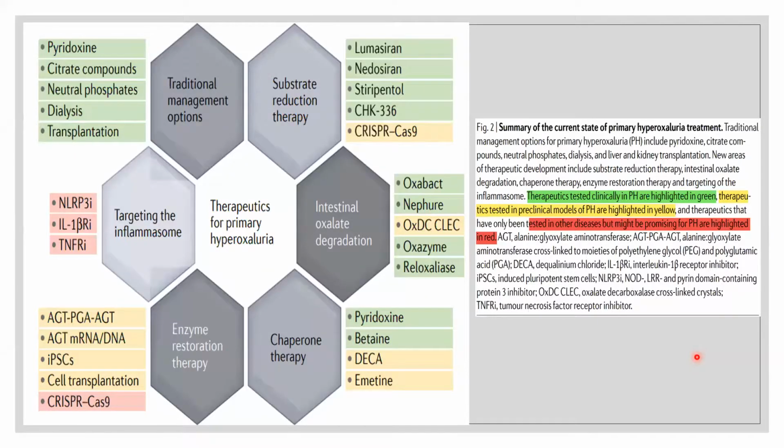Coming to the different treatment strategies, there are traditional management options like pyridoxine, citrate compounds, dialysis, transplantation, and substrate reduction therapy like lumasiran, nedosiran, and stiripentol. And to increase intestinal oxalate degradation, Oxalobacter formigenes or other forms of supplementation, and chaperone therapy, which includes pyridoxine and betaine. There are also new therapies under trials, like those targeting the inflammasome, mainly NLRP3 inhibitors, interleukin 1 beta receptor inhibitors, and TNF receptor inhibitors. And enzyme restoration therapy, like induced pluripotent stem cell therapy or even liver cell transplant, are under trials.